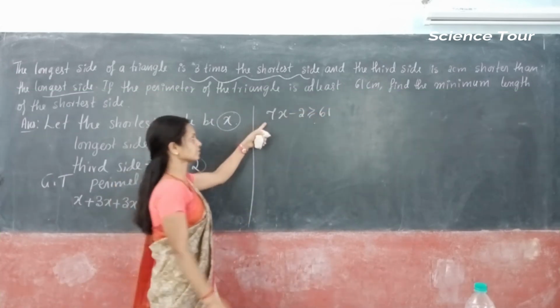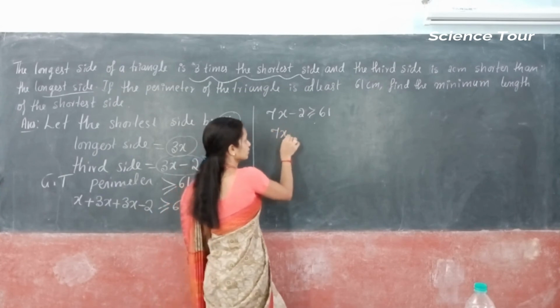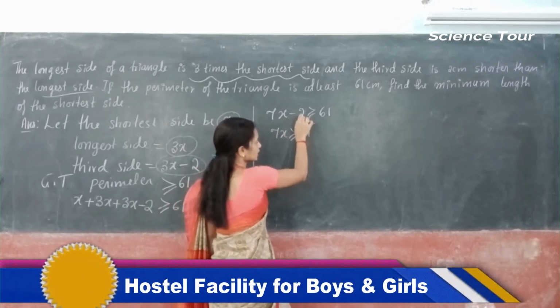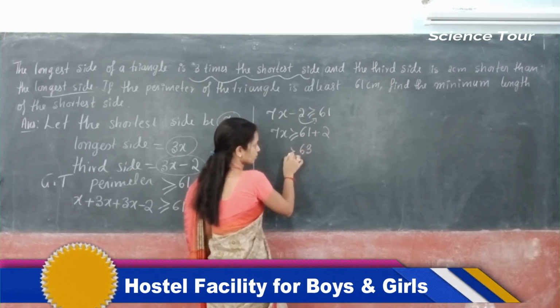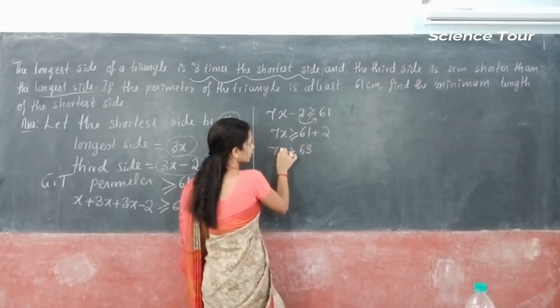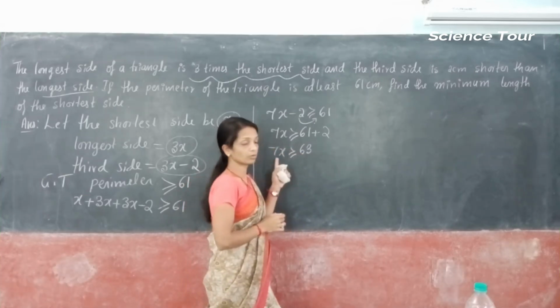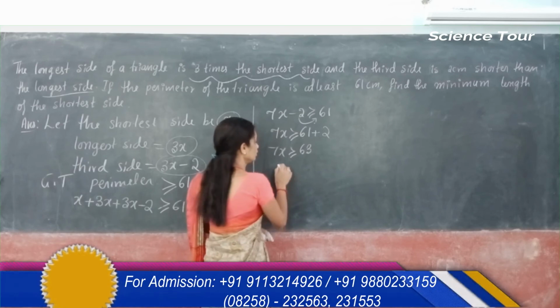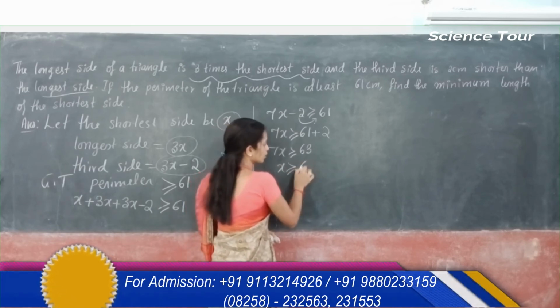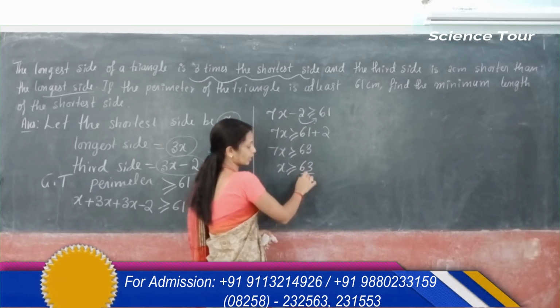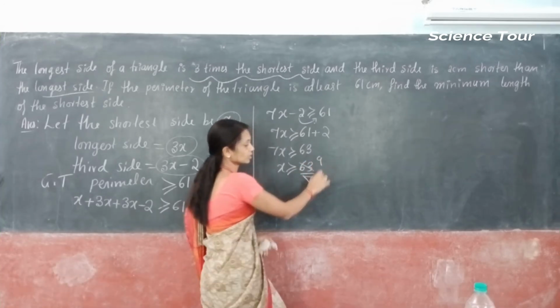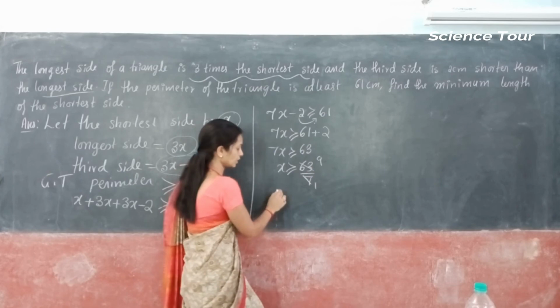Now keep only the x term on the left: 7x greater than or equal to 61. Send this minus 2 to the other side as plus 2. 61 plus 2 is 63, and the greater than or equal to symbol stays as it is, with 7x on the left side. Now keep only x on the left, so x is greater than or equal to 63 divided by 7. 7 times 9 is 63.